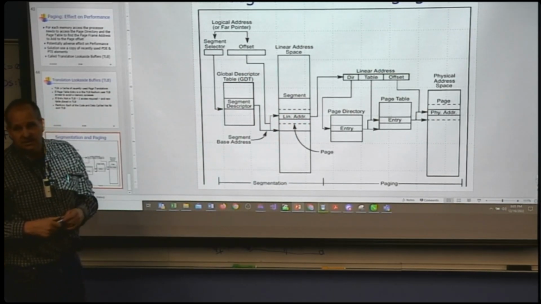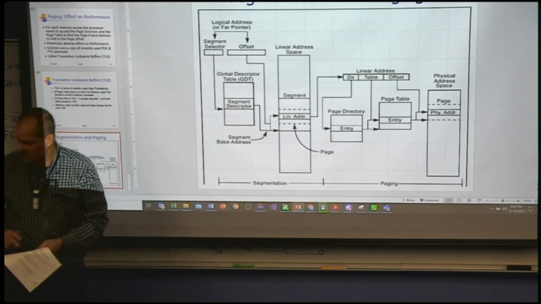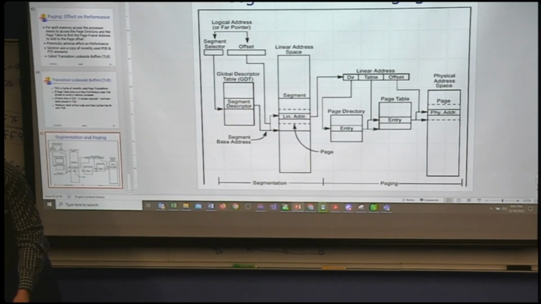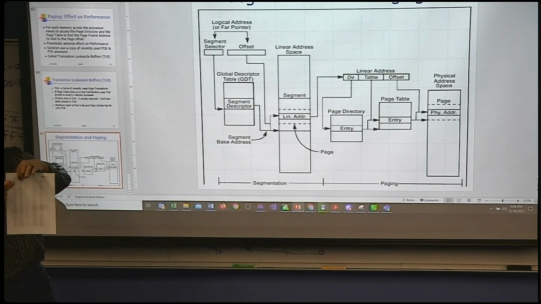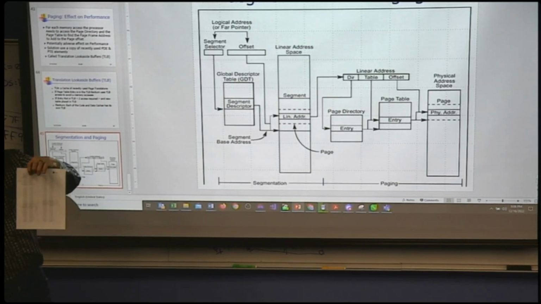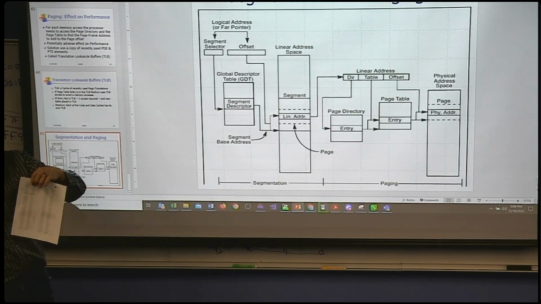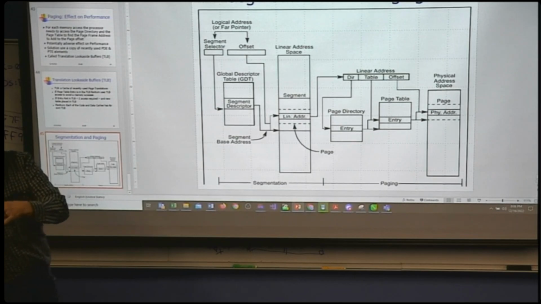Okay? Now, the first table that I gave you, and we outlined this, the contents here are in what's called the linear address space. It is not what's in main memory. This is something we can conceptualize, something we can picture. It's not physically what it is.